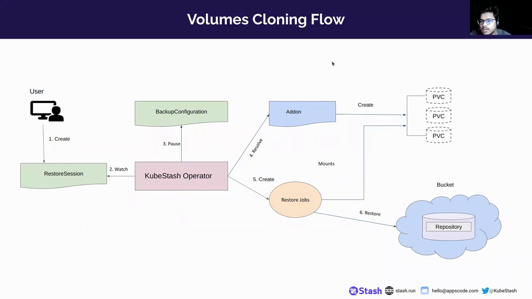In this section I am describing the volume cloning flow. Let's see how the volume cloning feature problem is solved in KubeStash. If you back up a workload volume using KubeStash, then you might want to restore this workload volume into PVCs. You can provide a template for PVC inside the backup session YAML, and the KubeStash operator is responsible for creating this PVC.